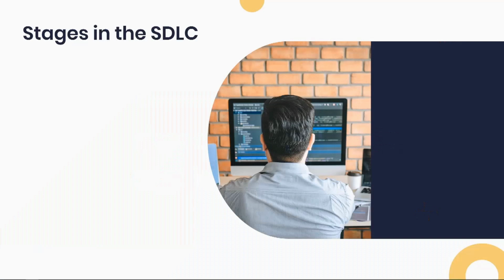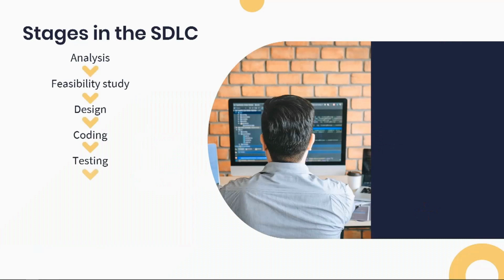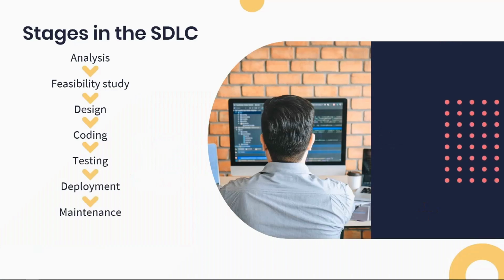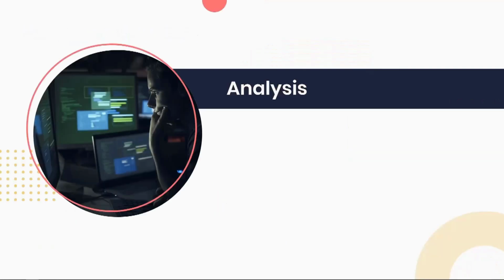The software development life cycle follows a number of stages that are distinct from each other. They are analysis, feasibility study, design, coding, testing, deployment, and maintenance. Okay, let's now look at each of these stages in detail. The first stage in the software development life cycle is known as the analysis stage.